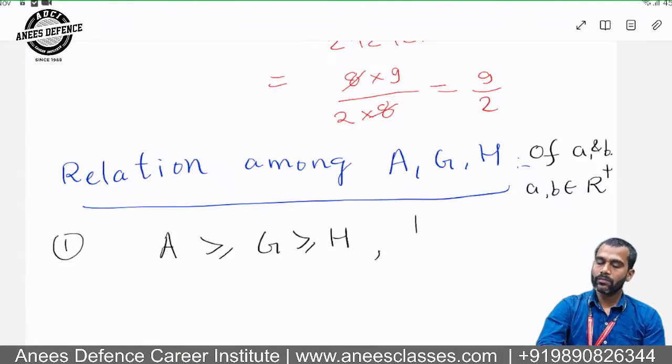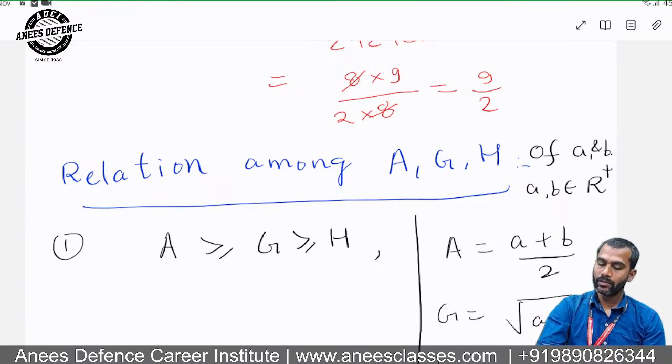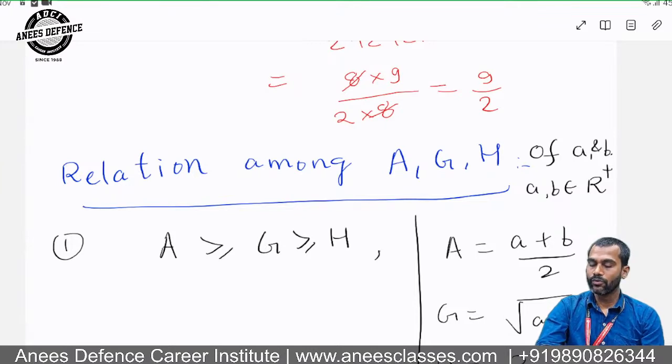So A is equal to what? Everyone, tell me. A plus B over 2. What is G? Under root AB. What is H? Tell me. 2 by 1 by A plus 1 by B. You can directly apply the formula. That is 2AB over A plus B.